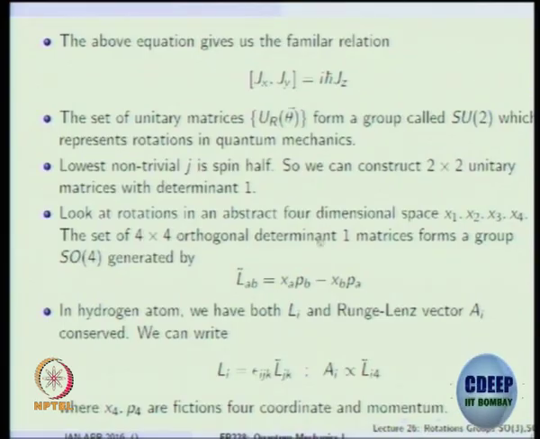Look at rotations in an abstract 4-dimensional space. Take x1, x2, x3 which are your x, y, z and add one more coordinate. You can still construct 4 cross 4 orthogonal matrices. Nobody prevents you from doing it with determinant plus 1.